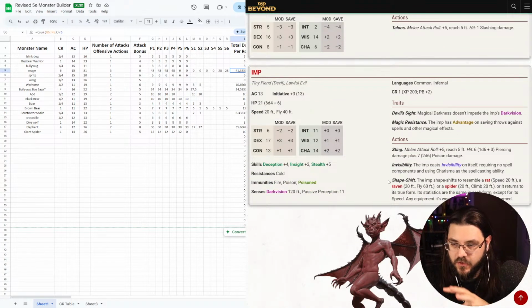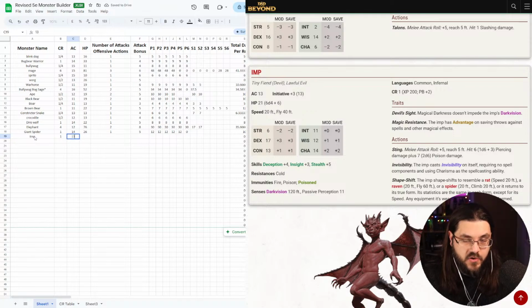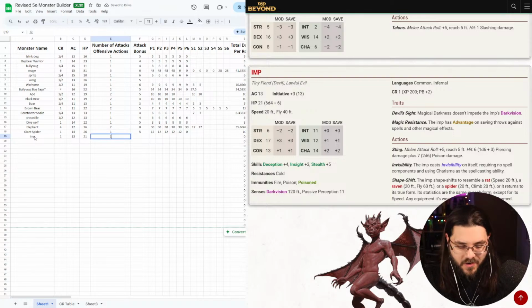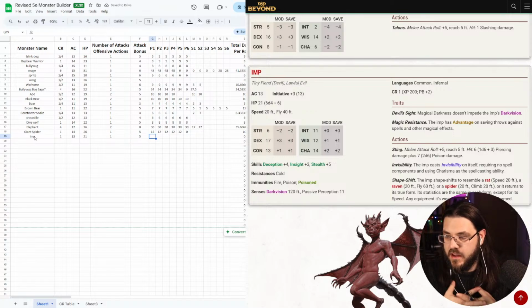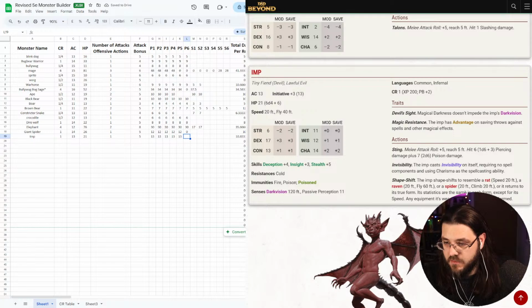Ignore goats, hawks, imps. I don't want to ignore imps because imps have got cool stuff going on. So they are CR1. They are AC 13, not 123. Definitely not 123. They have 1 offensive attack per round. They have +5 to hit, and then they are going to do 13 damage per round. They can go invisibility, and they can shapeshift. I don't think that's going to give them anything.